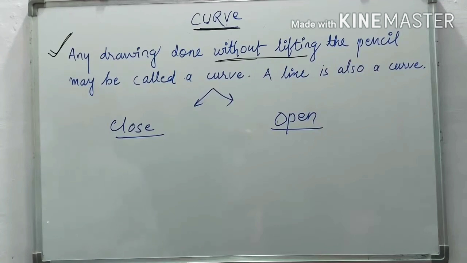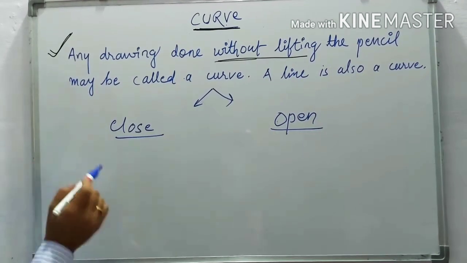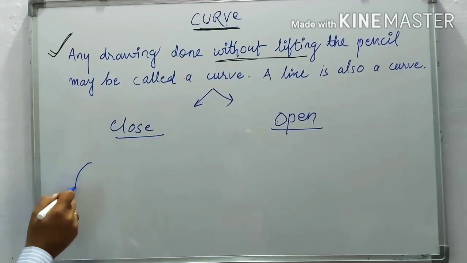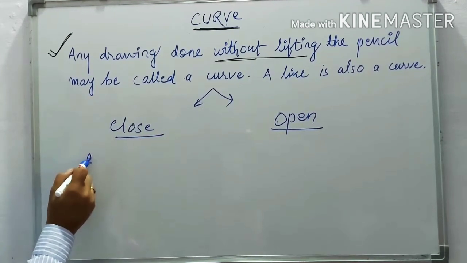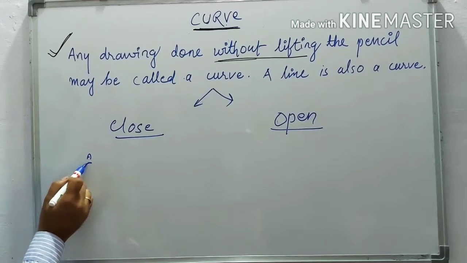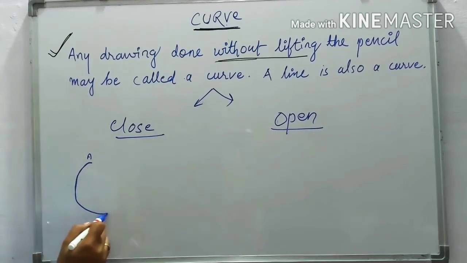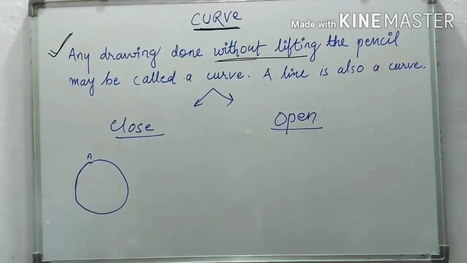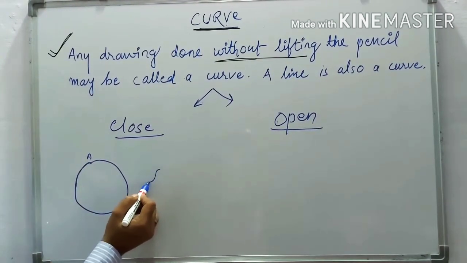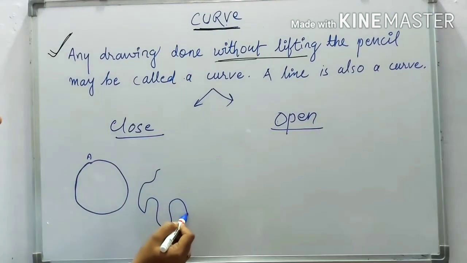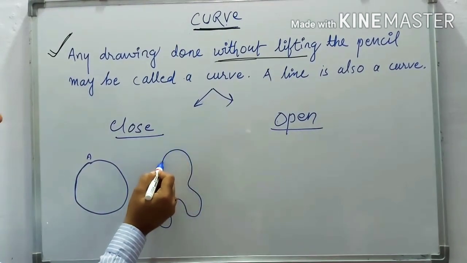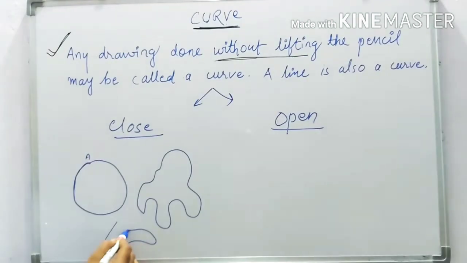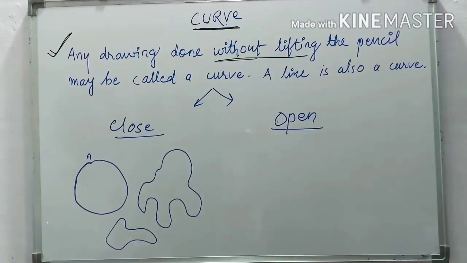Suppose your pencil point is here and you draw any drawing, and this point A is the starting point. You draw and join the last ending point to the point A. It's called a closed curve. Any curve where you draw from the starting point and join the last point is a closed curve.